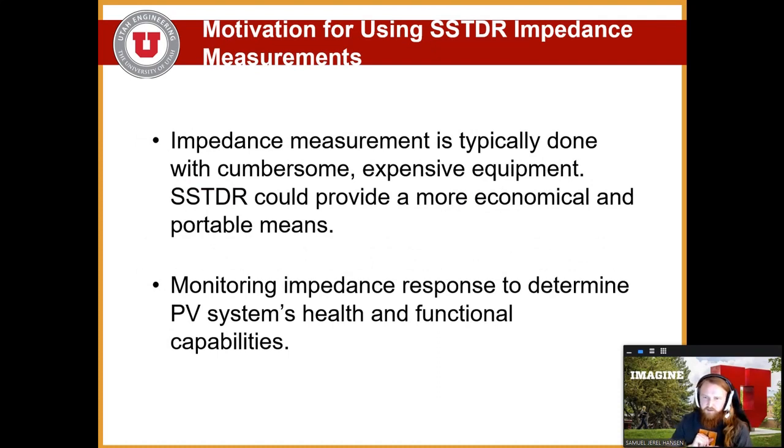So why would we want to use SSTDR for impedance measurements? Well, these are typically done with very cumbersome, expensive equipment. Think of a whole lab workbench being the size of space that these pieces of equipment take up, because as we change frequencies, we have to change the type of equipment, because what works well at high frequencies doesn't necessarily work well at low frequencies. So there are multiple pieces of equipment, and SSTDR can provide from 0 hertz to effectively 24 or 48 megahertz and measure within a large bandwidth at once. It also can monitor the impedance response to determine photovoltaic system health, because solar panels look like capacitors electrically, and so we could measure that capacitance change to make sure that they are still healthy and functional.